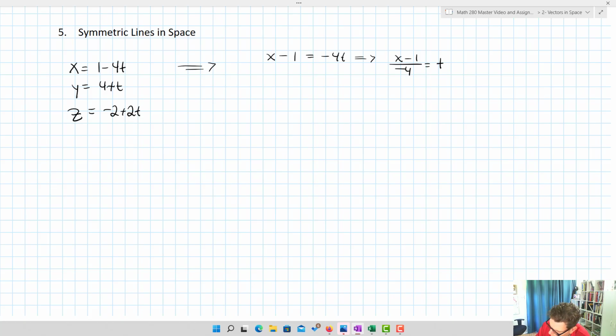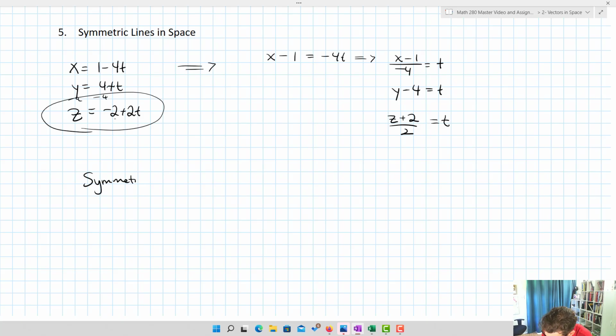Then y, what we can see is that y minus 4 is going to equal t, just subtracting 4 from both sides. And then we can see that (z plus 2) divided by 2, and that's just the algebra to get to t, is also going to equal t. So we solve all three of them for t, and once we've done that, my symmetric equation for the line is the following. It'll be (x minus 1) over -4 equals y minus 4, which equals (z plus 2) over 2.